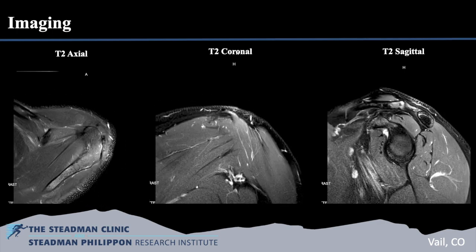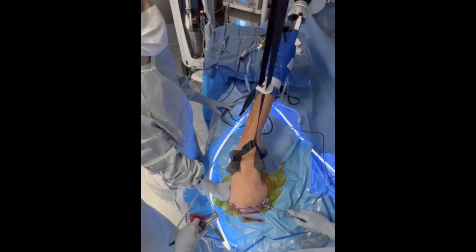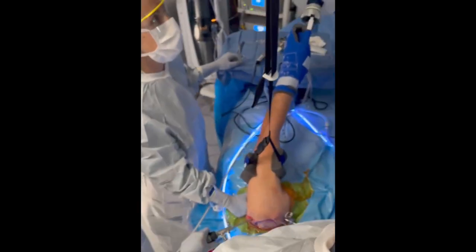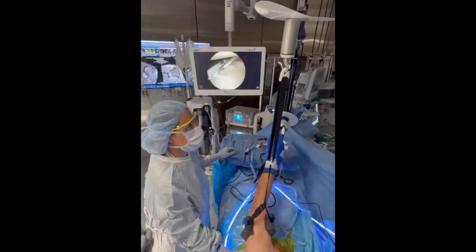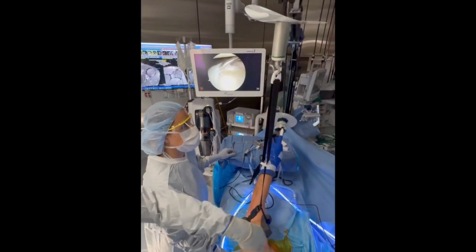rotator cuff pathology. The patient is placed in standard lateral decubitus position and an arm holder system is used to secure and position the upper extremity. A standard posterior portal followed by an antero-superior and antero-inferior mid-glenoid portals were made.